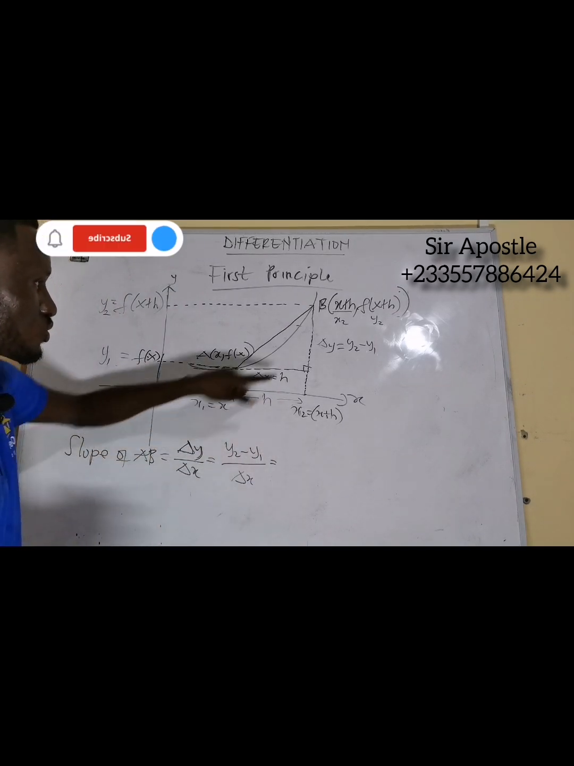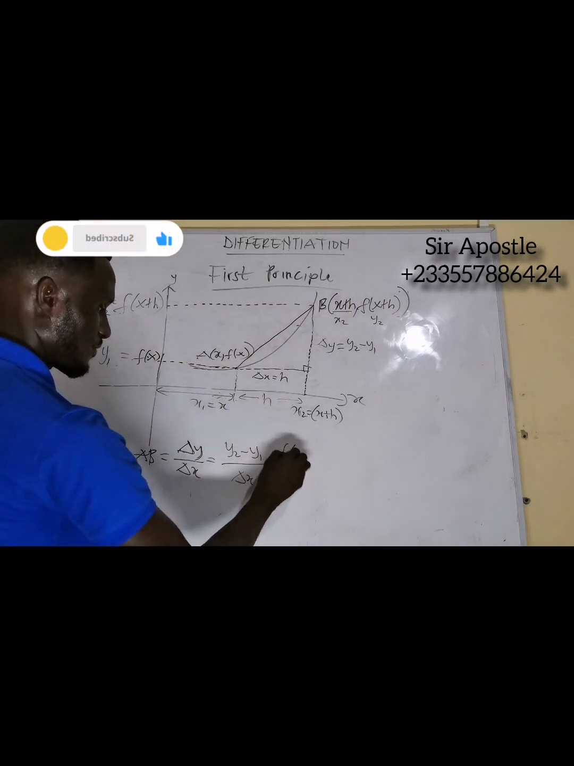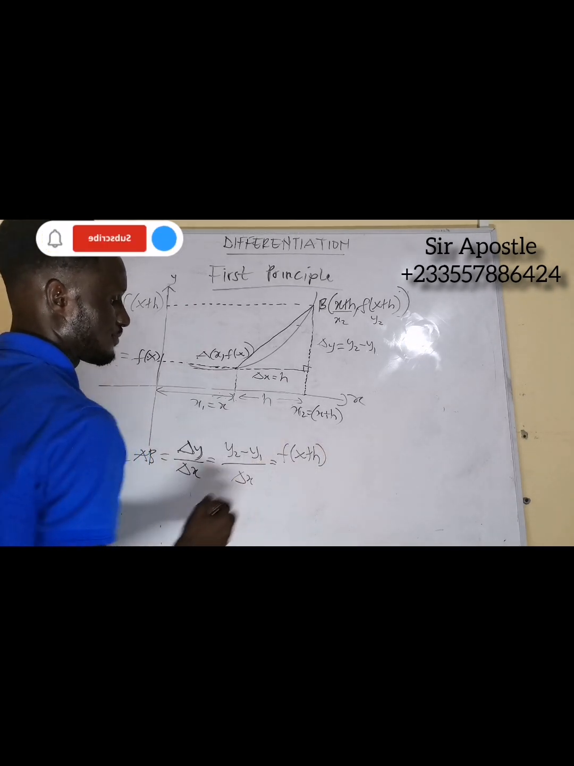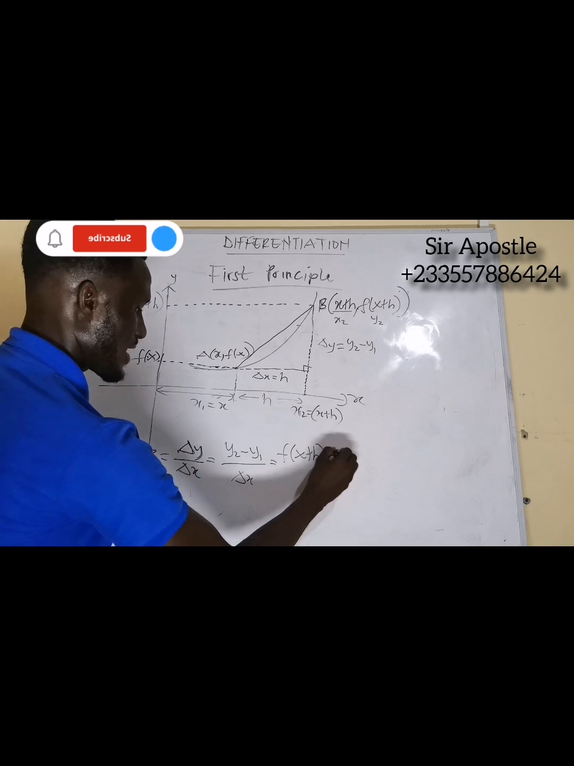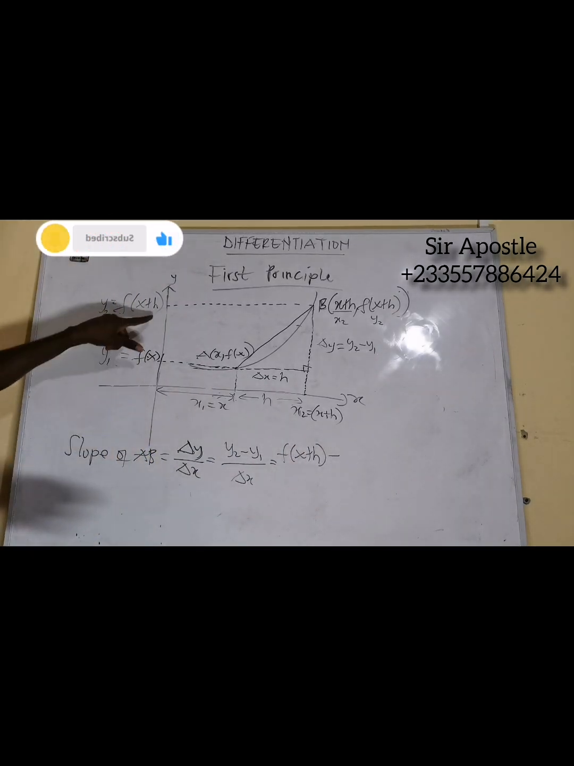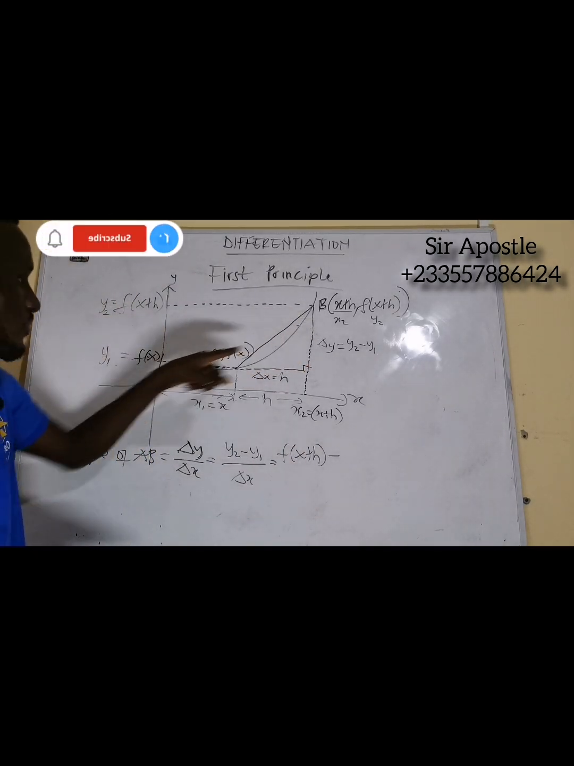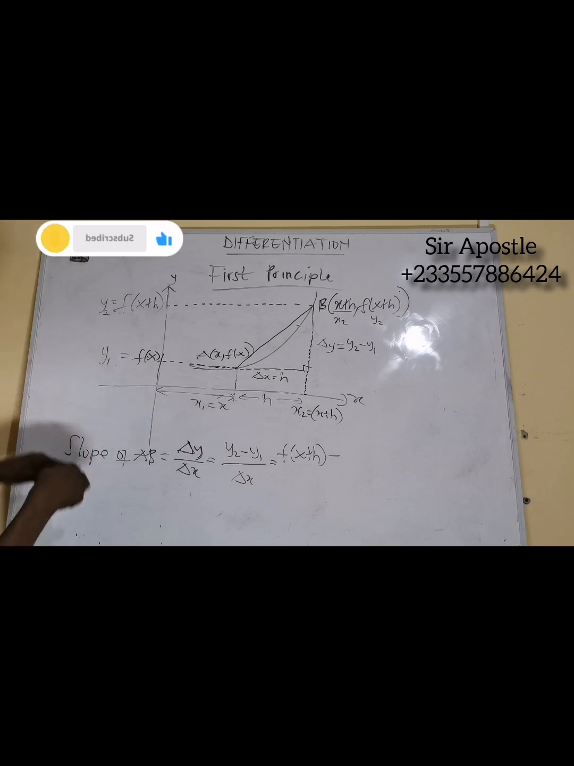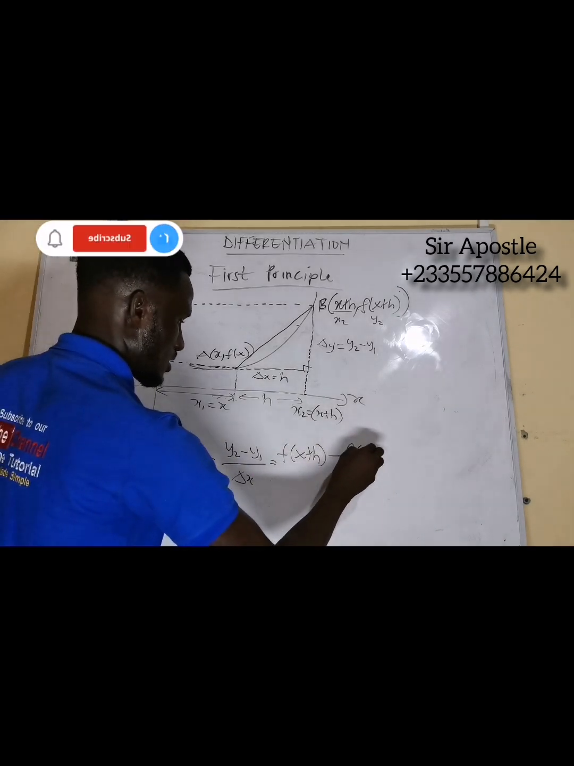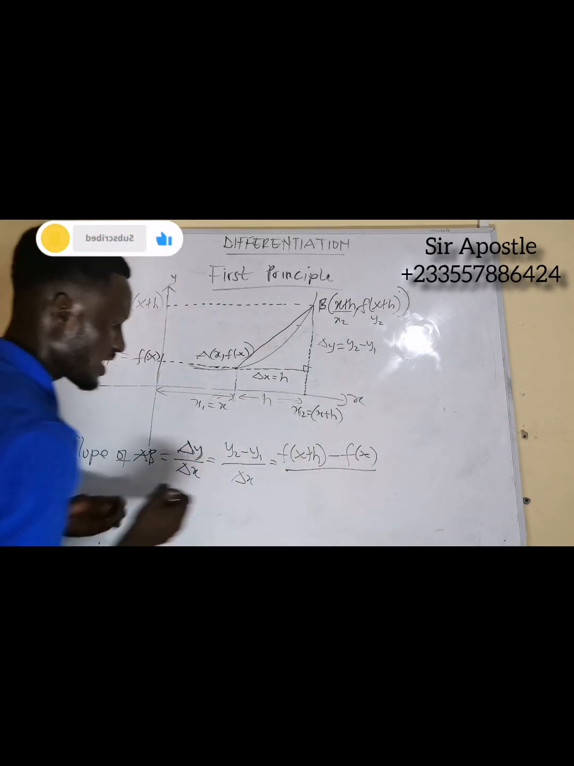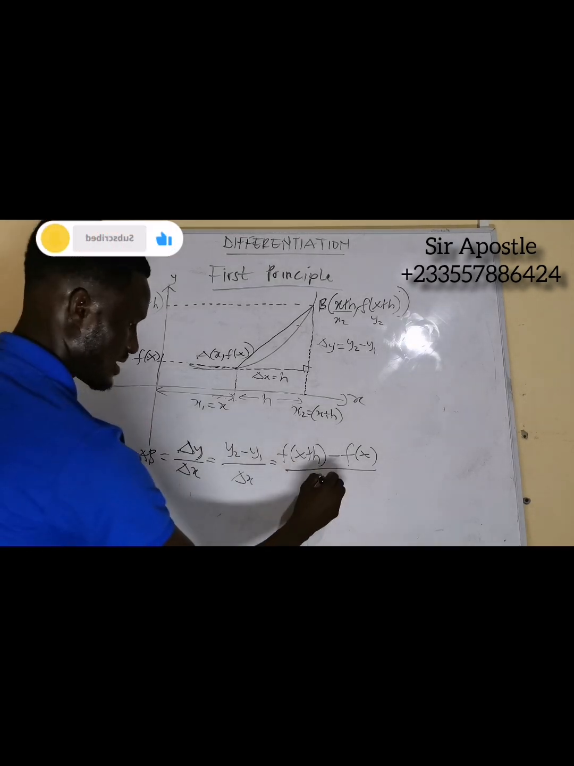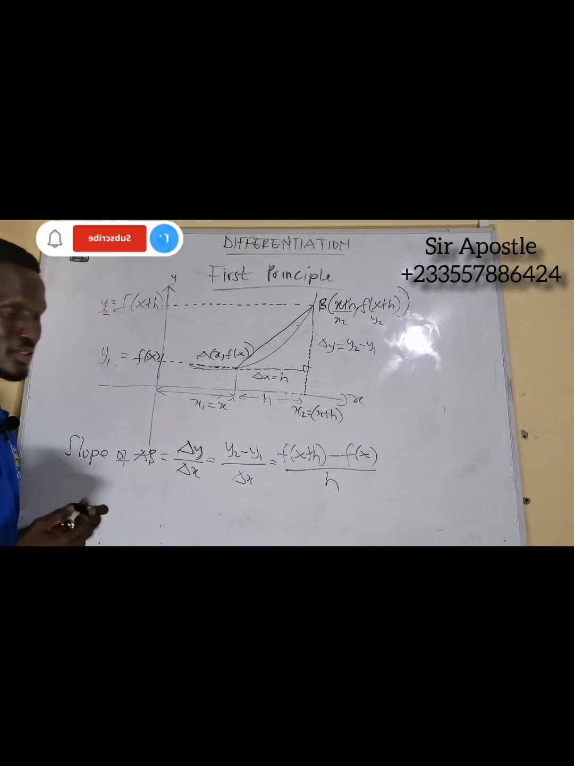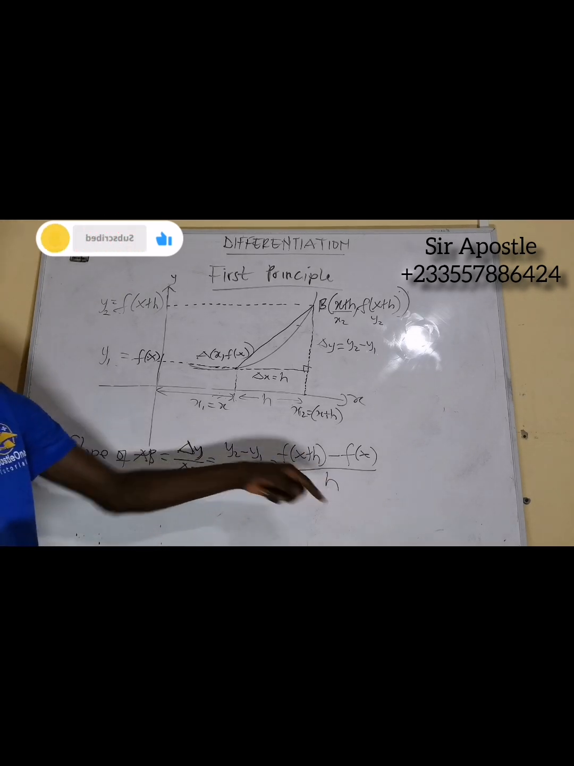Now what is my y2? y2 is the same as f of x plus h. This is our y2, f of x plus h. Now minus our y1. What is our y1? Our y1 is f of x. So that is f of x. Now all divided by the difference in x. The difference in x is h. So this is how we can find the gradient.